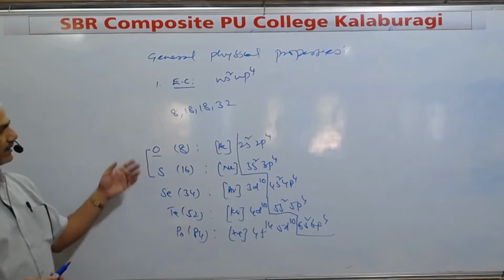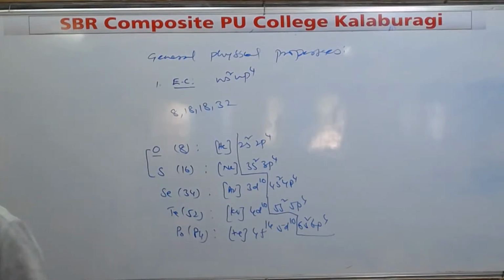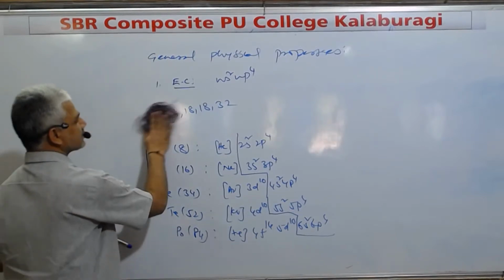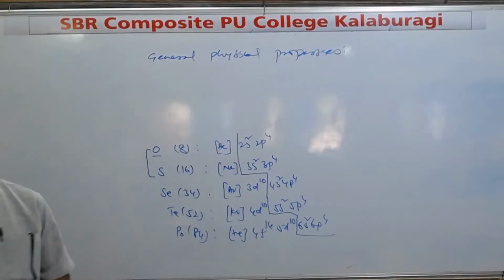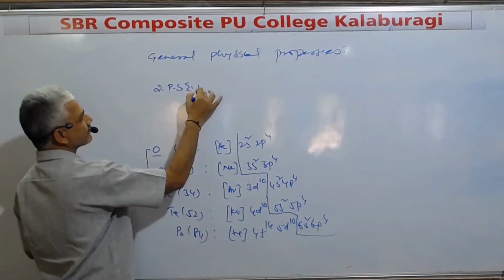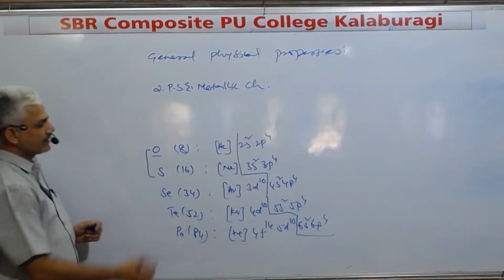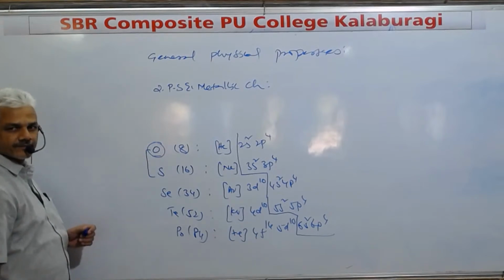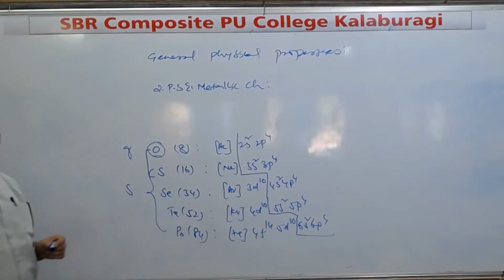Right? Then what is the next property? Physical state and metallic character. So these things are there just to test your memory power. How good is your memory? What is the physical state of oxygen? Gas. The rest of the elements exist in solid state.